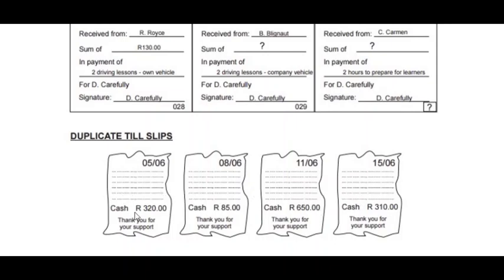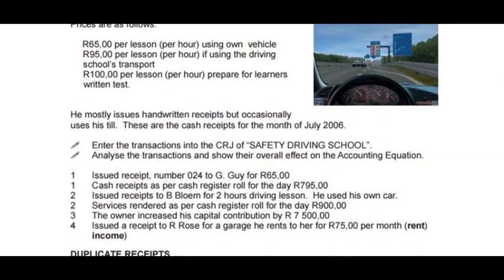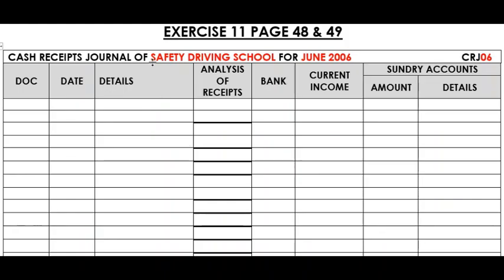You will notice that the till slips don't have a customer's name on it. This is not a mistake. It is correct. Remember, the details for a duplicate till slip will be services rendered. Okay, so the first thing you need to do is go and give your CRJ a heading. This is the CRJ of Safety Driving School. It's for June 2006. Please remember I asked you to fix that. And because June is the 6th month of the year, it's CRJ number 6.